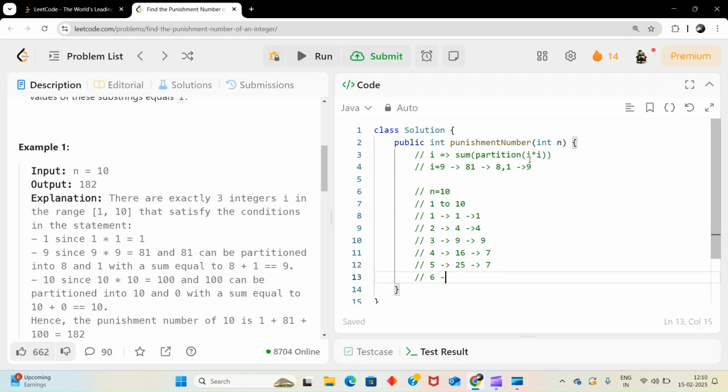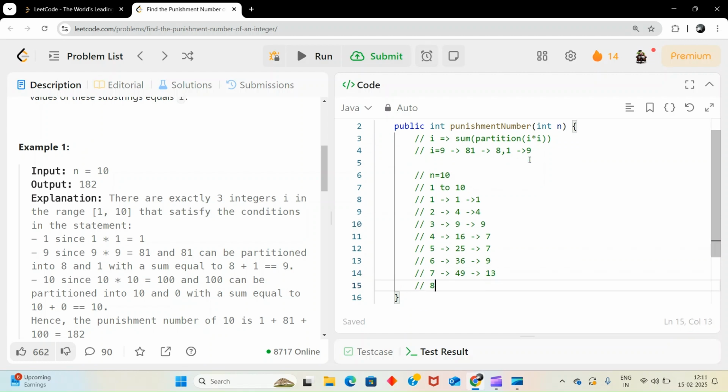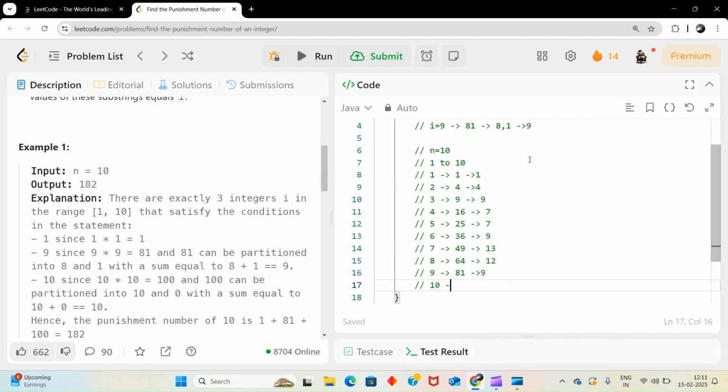Square of 6 is 36. As the squares are two digit numbers, we can make only one partition, in between 3 and 6. So 3 plus 6 is 9. If I do the square of 7, we get 49, and the sum is 13. For 8, the square is 64, and the sum is 10. And the square of 9 is 81, we can make only one partition, 8 and 1, and the sum is 9. And for 10, the square of 10 is 100.